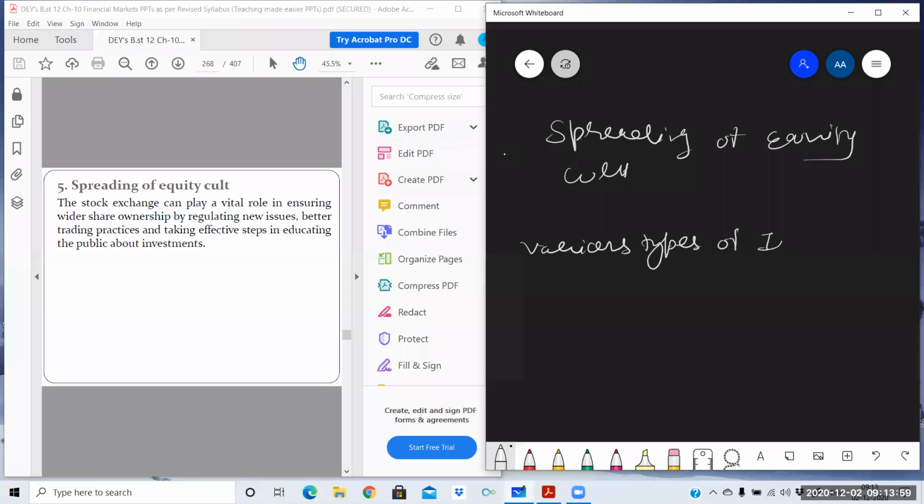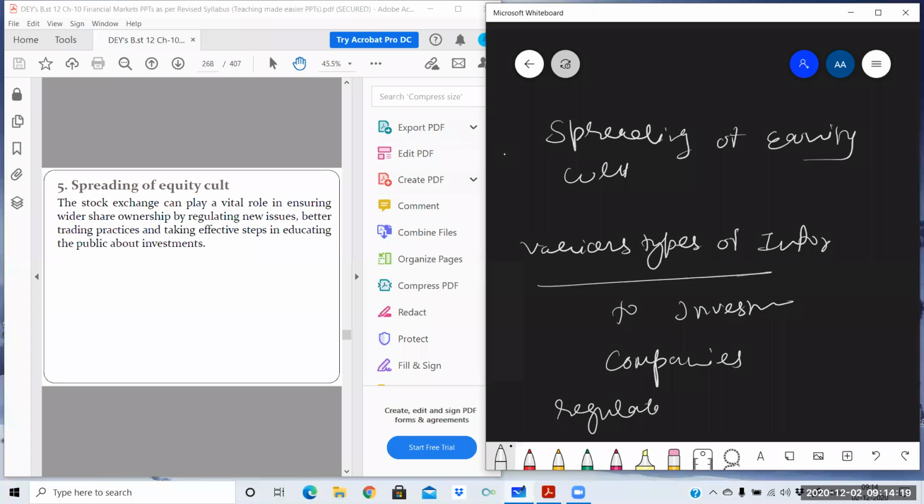Various types of information are provided to investors in regard to the companies whose shares are traded on the stock exchange. Does it play a vital role in ensuring wider share ownership by regulating new issues? It regulates the new issues. You have already studied in 11th class that before making the issue, the company has to make an application to the stock exchange and take the permission.